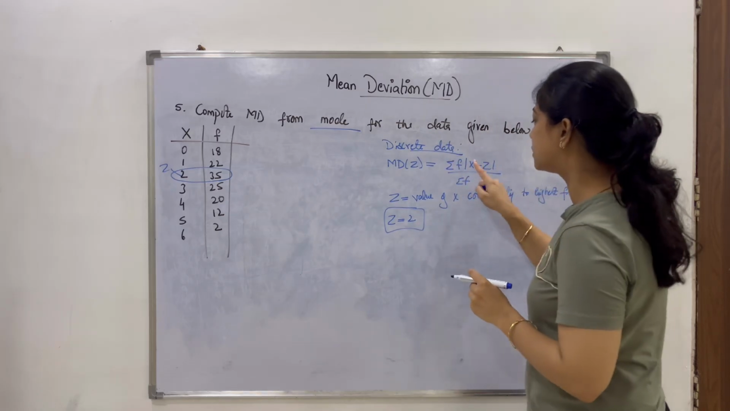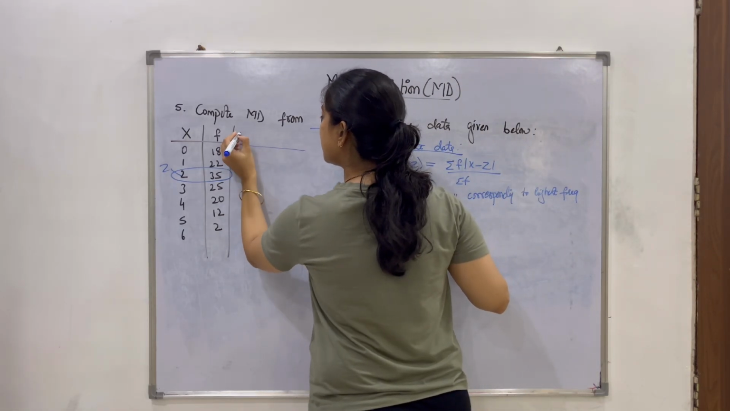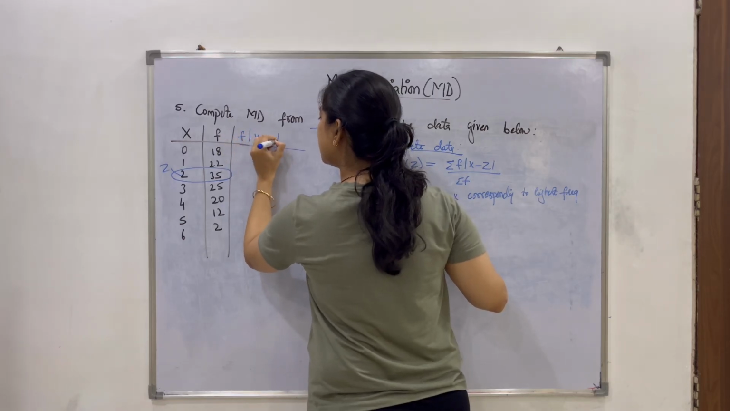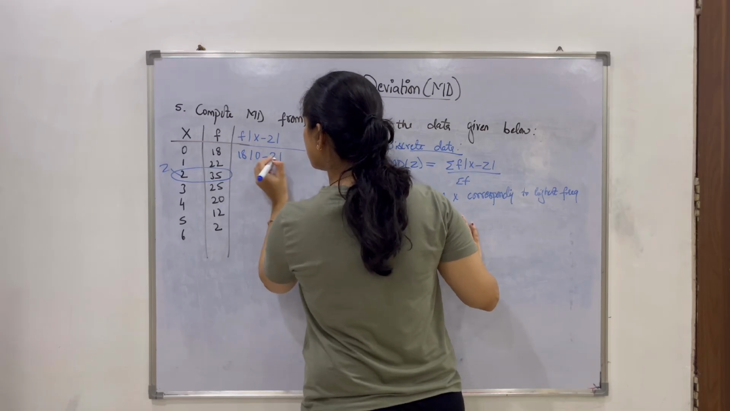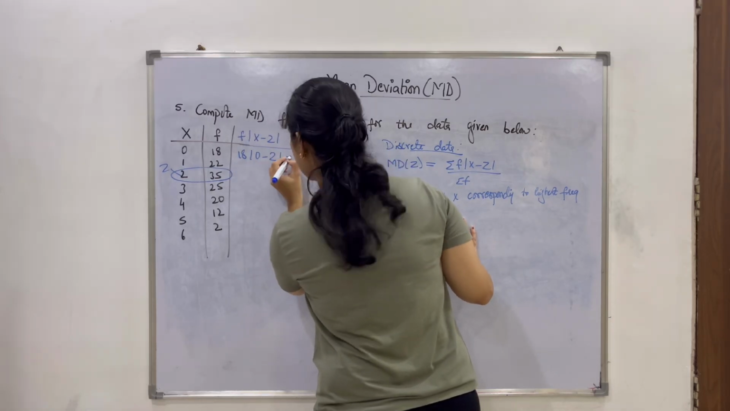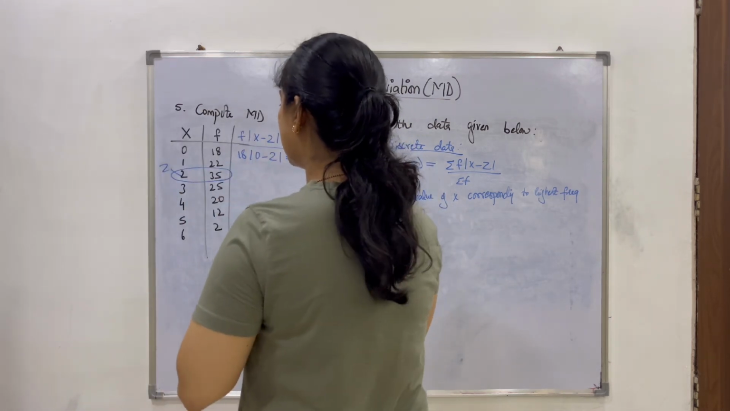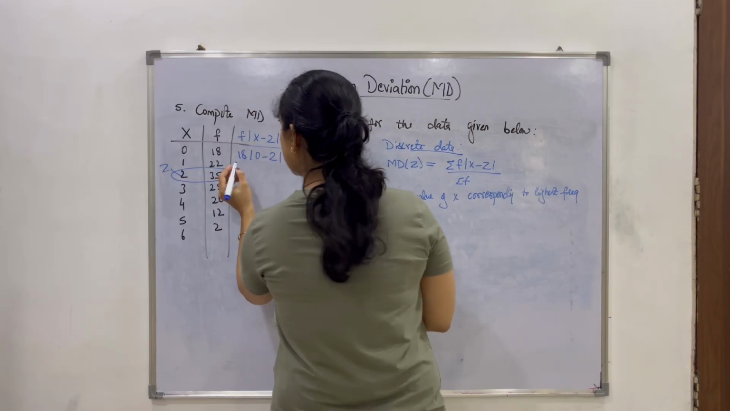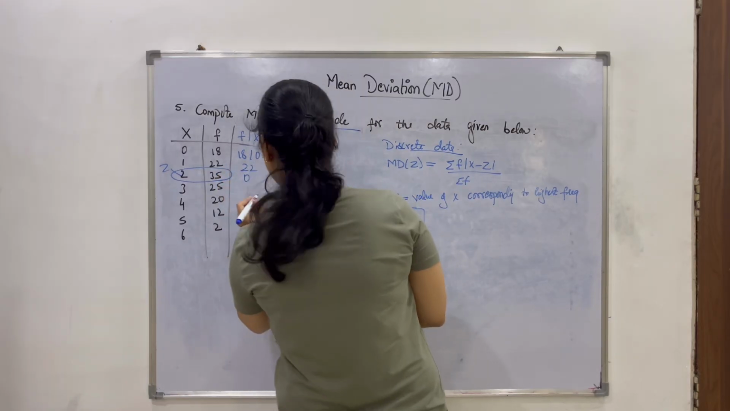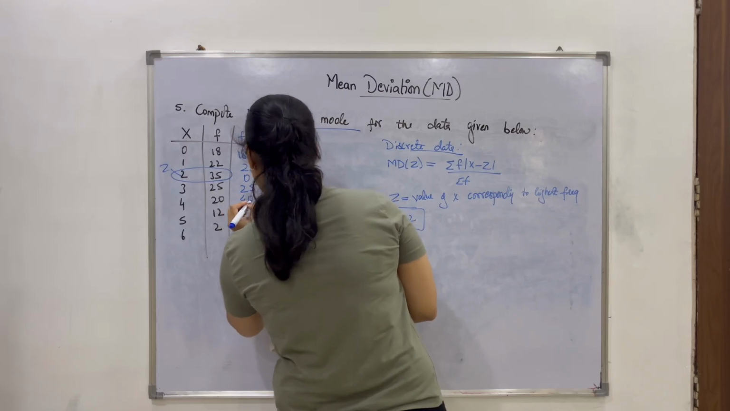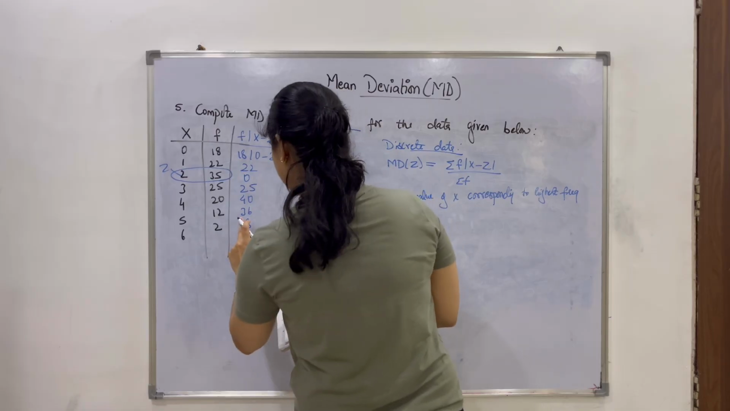Now let us substitute this in the formula and get the rest of the answers. So here it is frequency into modulus of x minus 2. So frequency is 18, x is 0 minus 2, which is equal to 36 in the first case. Now let me write down the rest of the values. You can calculate yourself and check whether these values match the answer: 22, 0, 25, 40, 36 and 8.